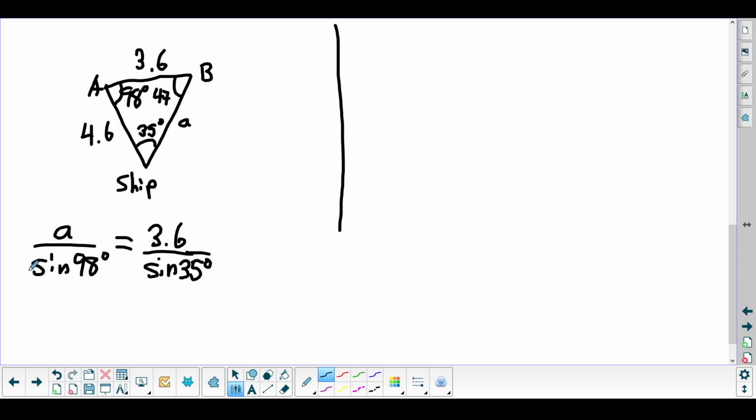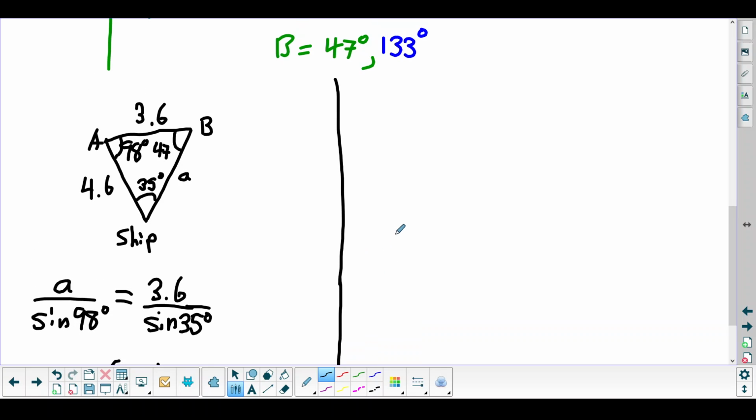We rearrange this. We'll multiply the sine 98 up, and we get A is about 6.2 kilometers. Oh, excuse me. Let's check the other one. So this one's a little more awkward to try to redraw the diagram. So we still have our 35 degrees.